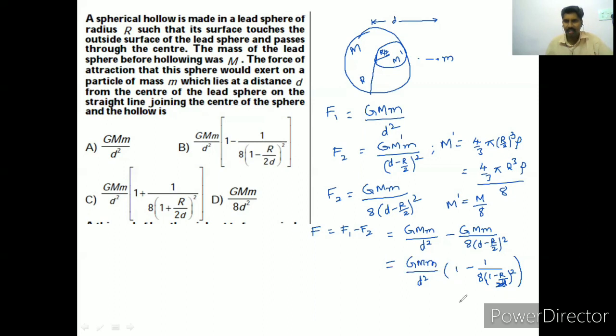So this is the correct answer. So which option is there? G m m by d square, 1 minus... So this is the B, the correct option. We'll see the next problem.